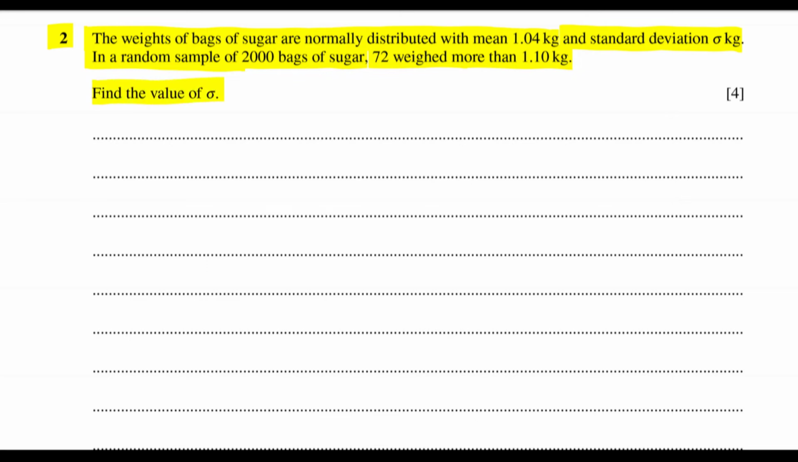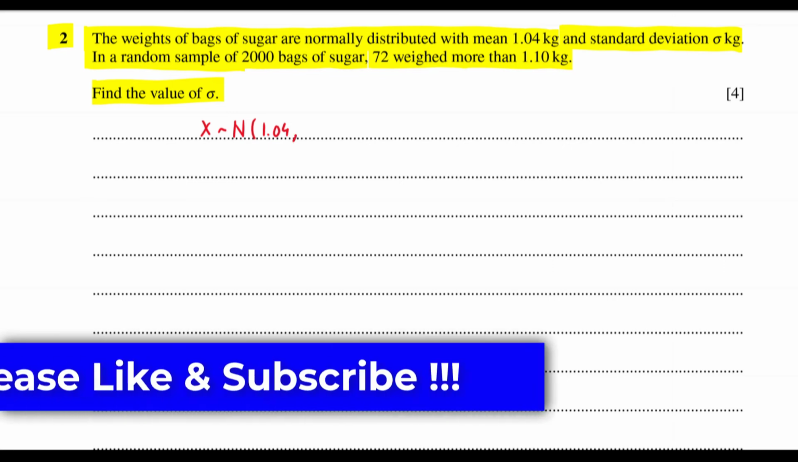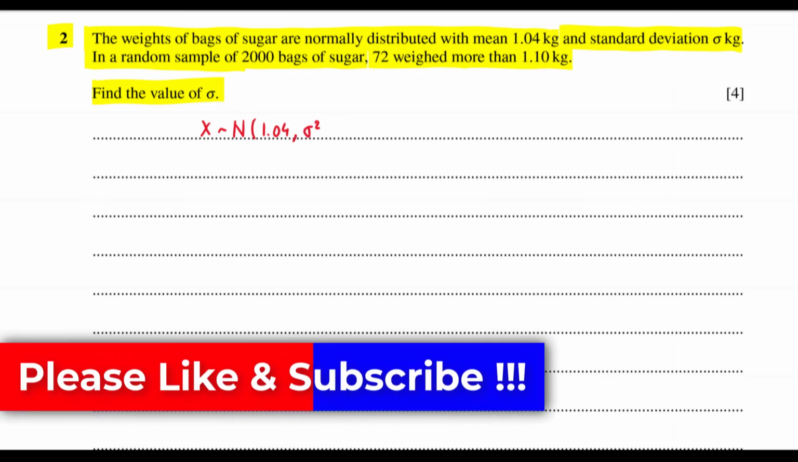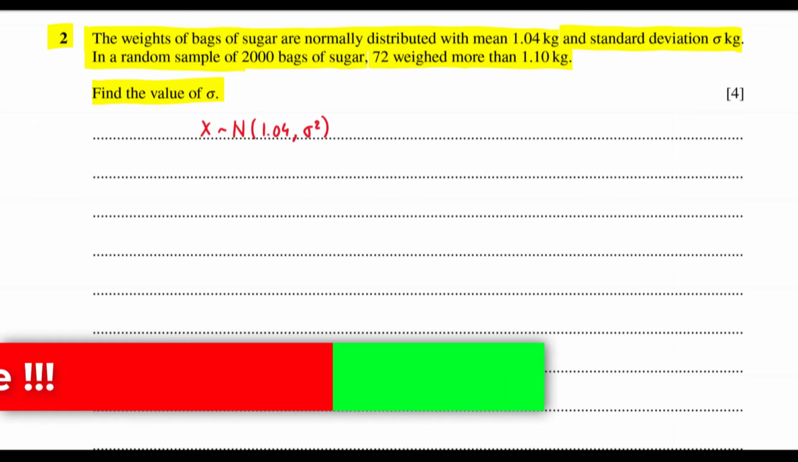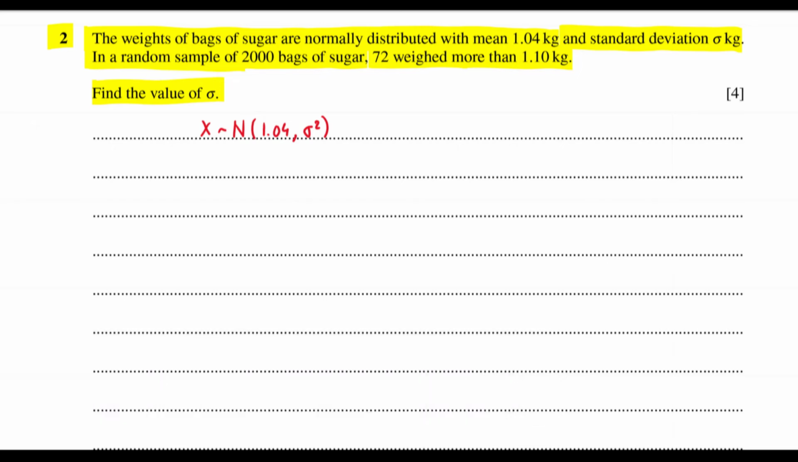So it is normally distributed. So for normal distribution, we have the parameters which we require: mean, which is 1.04, and standard deviation sigma, so it is sigma squared because it is always variance, that is standard deviation squared. And here the question suggests that in a random sample of 2000 bags of sugar, 72 weighed more than this. So we can find the probability for 72 bags first of all.